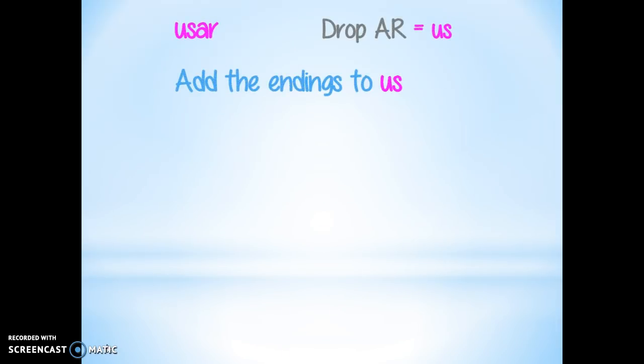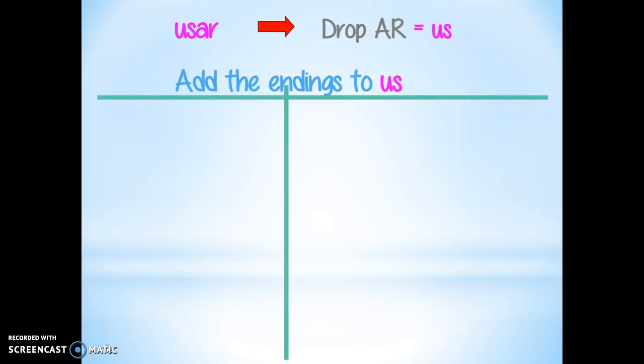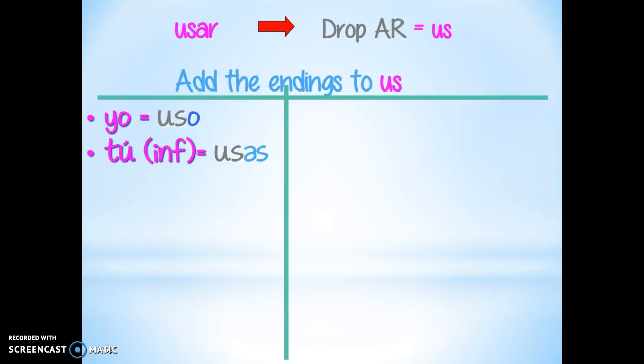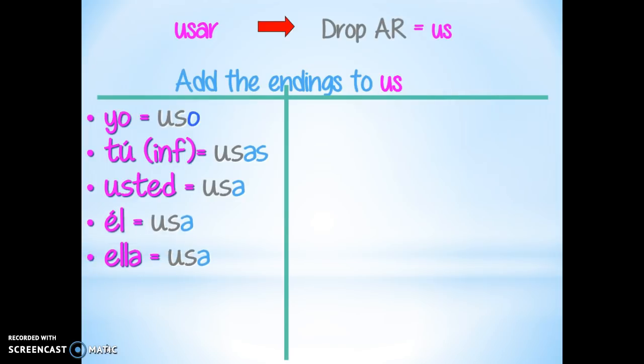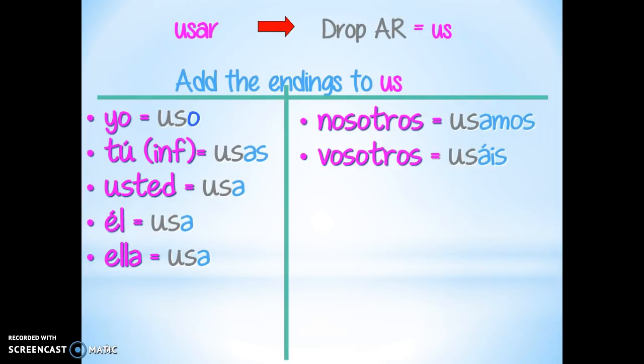So, if we're going to make the verb usar usable, we are going to drop off the AR and we have us. And then we add the endings to us to make it usable. So, yo uso, tú usas. Usted, él, ella, usa. Because we know that usted, él, and ella are all just the same as tú, but without the S. And then nosotros usamos, vosotros usáis.